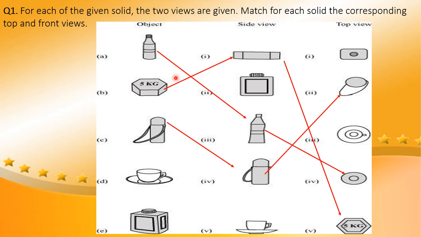Let us take the cup and saucer. The cup and saucer will look like this. From the top it will look like the circular part, only the circular part of the cup and saucer. So it is the third option for the top view of the cup and saucer. Now the last one, the container. It will look like this from the side, whereas from the top we are able to see only the cap of the container as well as the upper rectangular part of the container. So in this question we have to match the side and top view of the given object.